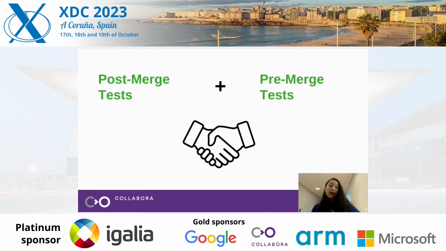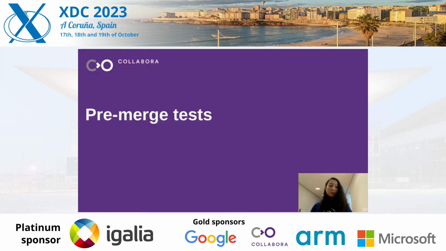To mitigate that, you can use a combination of both. You can choose to have a lighter pre-merge test that won't test everything and compensate for that with a more complete post-merge pipeline that takes longer and can run at a more appropriate time. Let's focus on pre-merge tests.